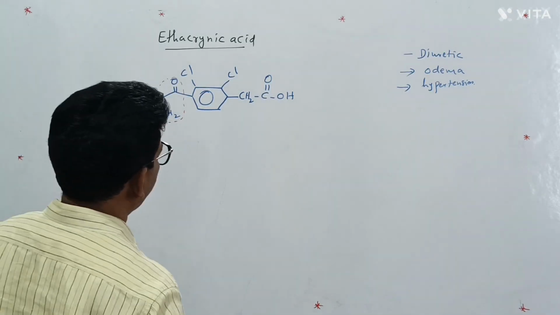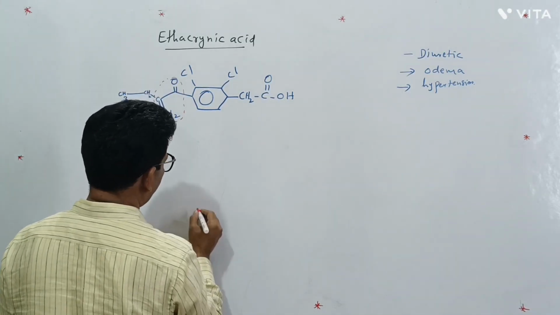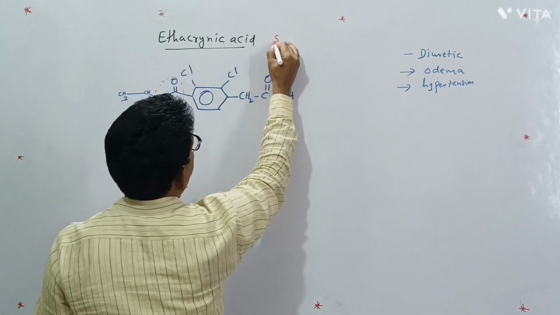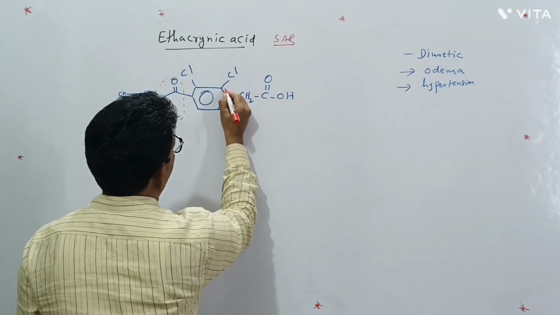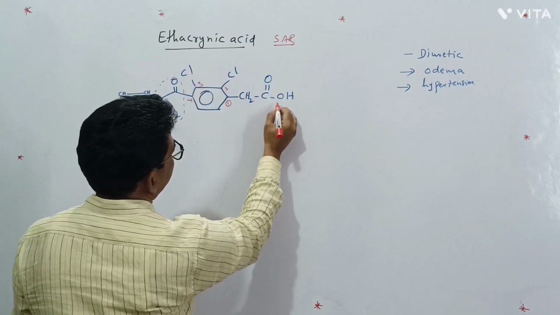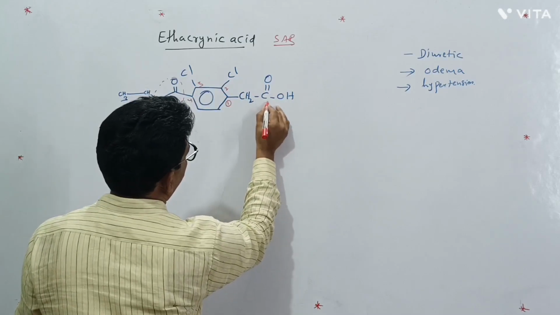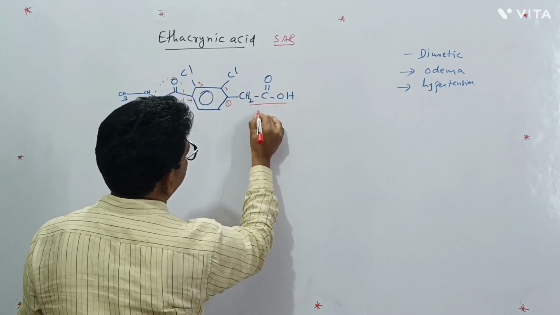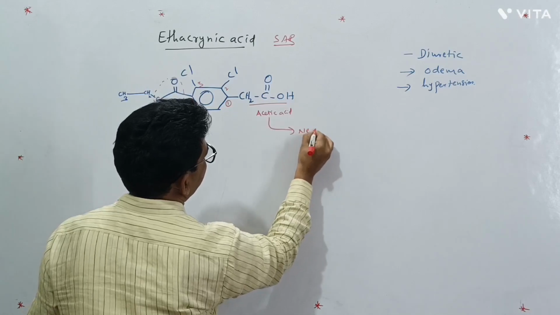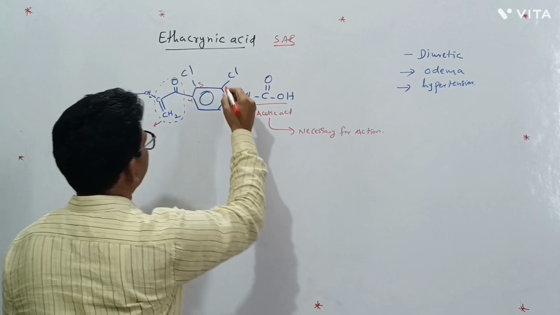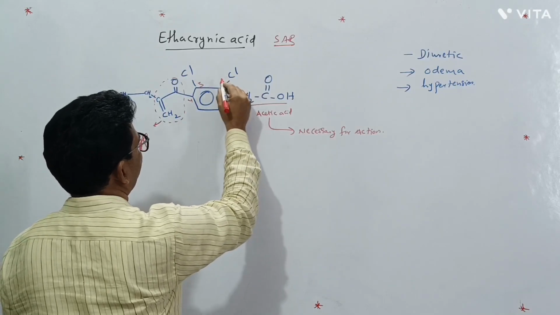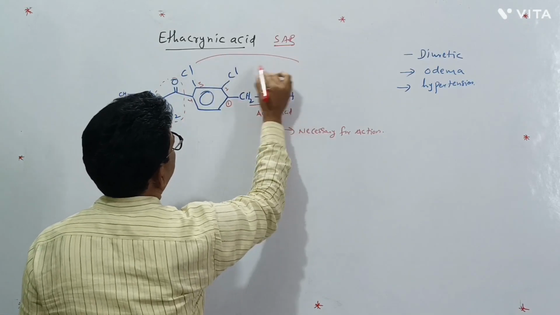Then what is the SAR of this one? Structural activity relationship. Just see, in this case, at the first position, I will give the numbering. First position, it has the acetic acid. This acetic acid is necessary for the action. That is one thing. Another thing you might be observing here, second and third position.